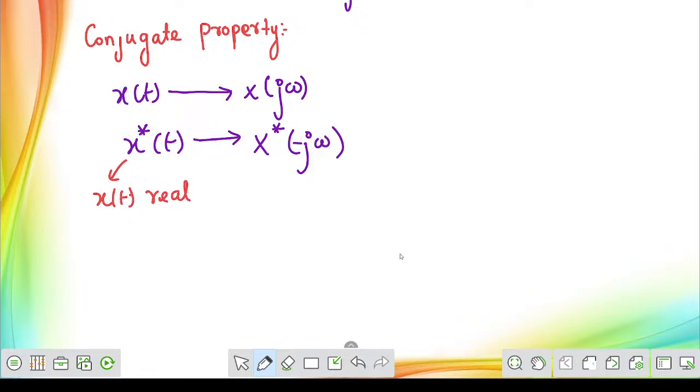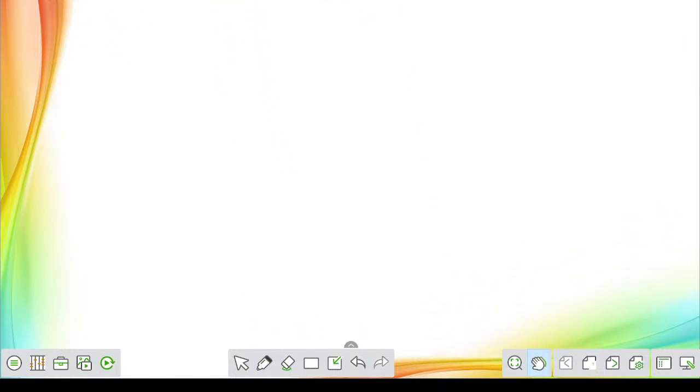then what will you write? In case of x of t, you should remember one more thing: x of minus j omega will be equal to, since it is given that it is a real signal, x conjugate of j omega. These both will give you the same result only when it is given that the signal is a real signal. So you have to remember some of the properties. Another most important property, whatever things I am giving here, all are very important, so you must note them down properly.